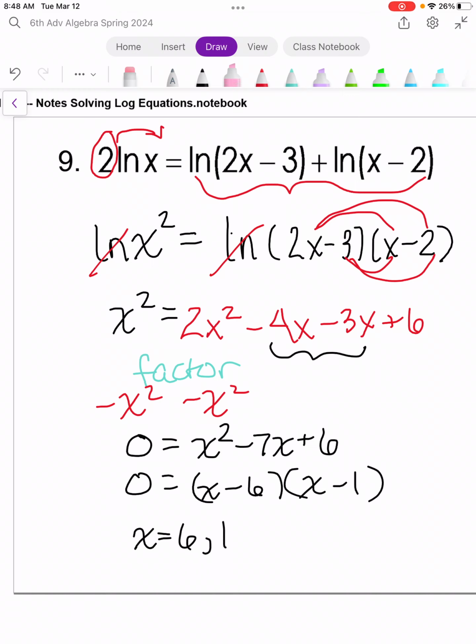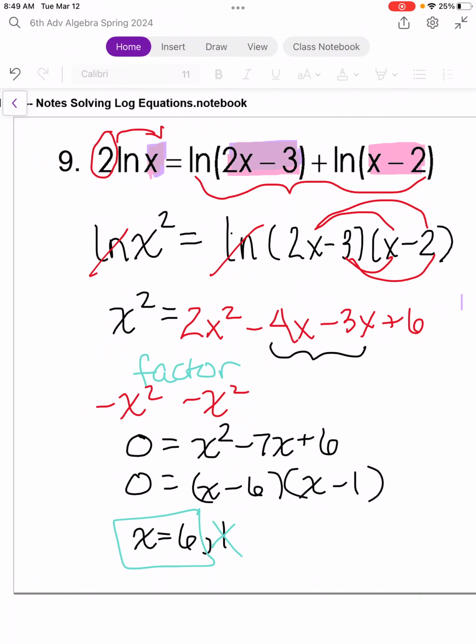I'm going to start by plugging in my 6 up here. The natural log of this would be just the natural log of 6, so that's positive. In my second one, 2 times 6 is 12, minus 3 is 9. That works. And 6 minus 2 is 4. Awesome. That one works. Now I'm going to try 1. I've got the natural log of 1. Yeah, that works. 2 times 1 is 2, minus 3 is negative 1. Nope. 1 is an extraneous solution. So x equals 6 does work, though.